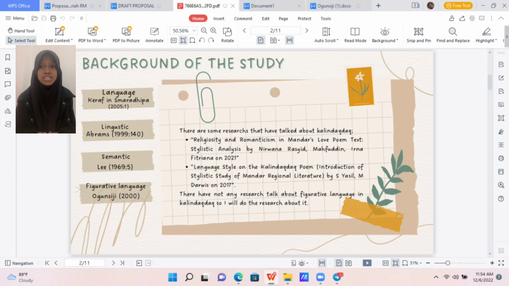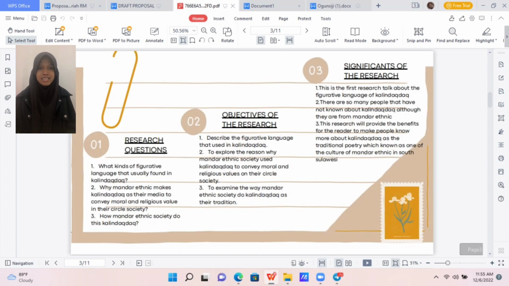There are some research that have talked about Kalindada: religiosity and romanticism in Mandar's love poem text, stylistic analysis by Nirwana Rashid, Mafiuddin, Irna Fitriana in 2021; and language style on the Kalindada poem, introduction of stylistic study of Mandar regional literature by Yassil M. Darwish in 2017. There haven't been any research talking about figurative language in Kalindada, so I will do the research about it. Next slide is research goals.